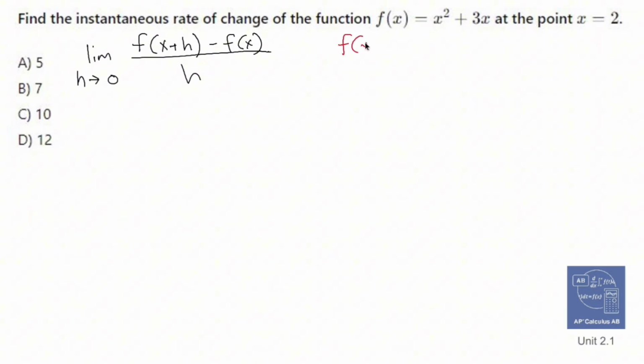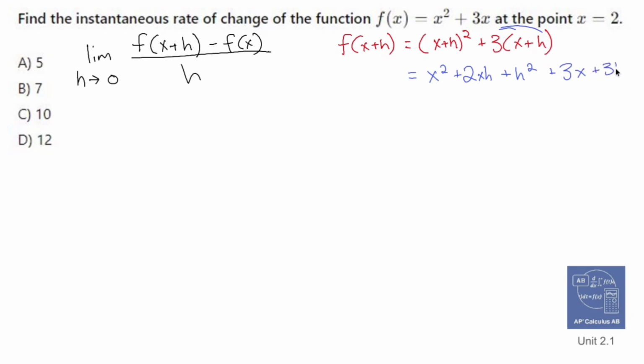So let me write that out. F of x plus h has me taking f of x and replacing every x with parentheses x plus h. So x plus h squared plus 3 times x plus h. All right. X plus h squared is a perfect square trinomial, so you're thinking FOIL thoughts. X times x is x squared. X times h and x times h is 2xh. And then h squared is h squared. Here you distribute the 3, so plus 3x plus 3h. And that's what f of x plus h is.